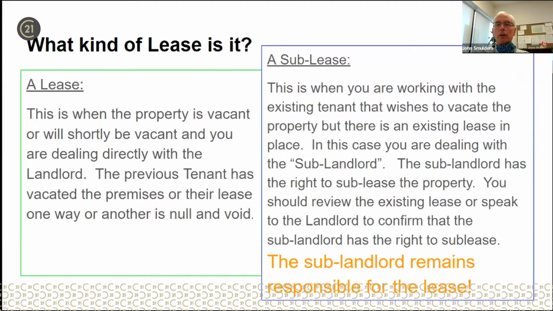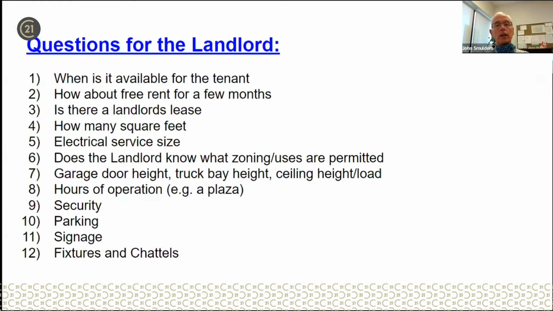The other part that I've highlighted in orange at the bottom is really important. In just about every case out there, the sub-landlord remains responsible for the lease. So the tenant wants to sublease, and you do want to make sure when you're working with a sublease that the sub-landlord understands that they remain responsible for the lease when they sublease it. Make sure they understand that. It's a key feature.